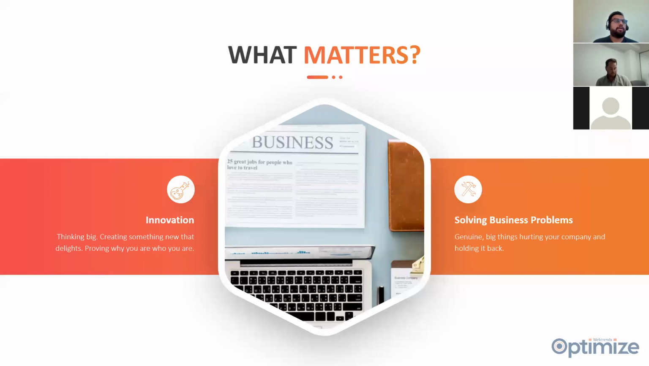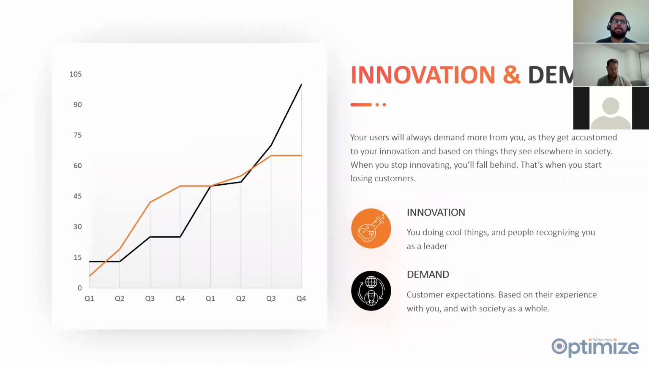And there are two things that matter long term. The first of these is innovation, or competitive differentiation. The idea of finding your special sauce. And this is a very simple illustration, plotting innovation in orange and customer demand in black. In most situations, customer expectation is going to continue to grow all the time.